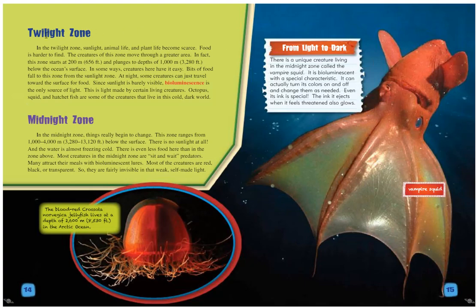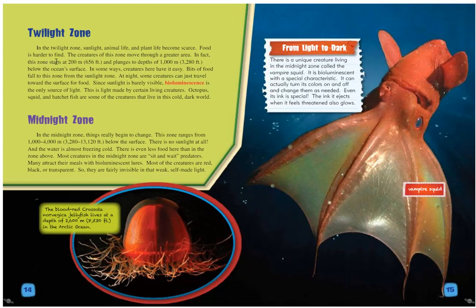Now when you get a little deeper, where the sun starts to disappear and it gets darker and colder, you start to reach the twilight zone. In the twilight zone, sunlight, animal life, and plant life become scarce. Food is harder to find. The creatures of the zone move through a greater area.